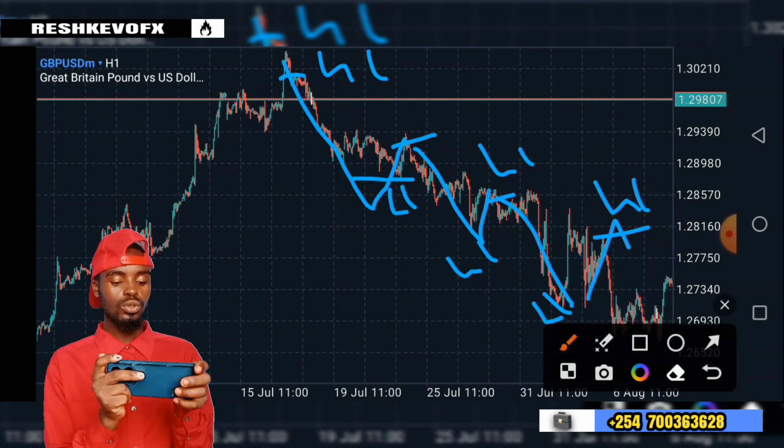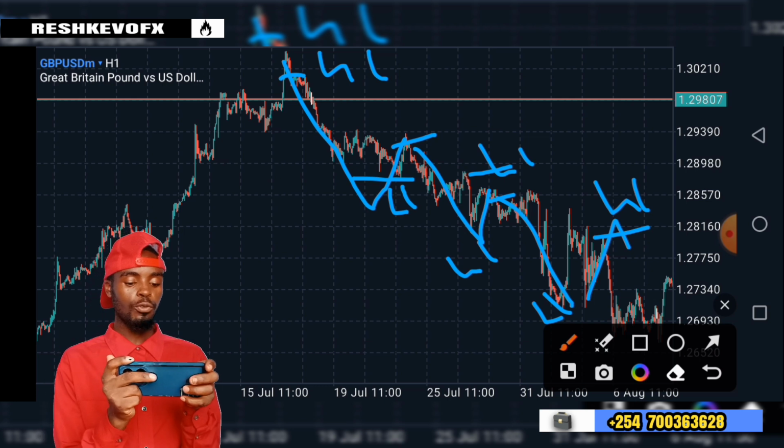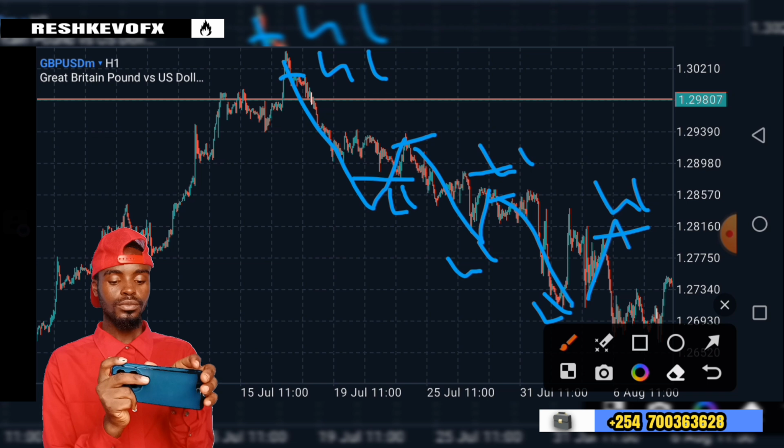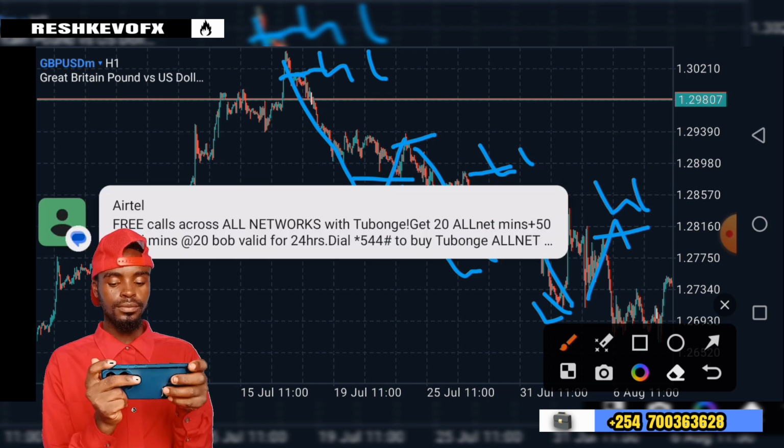Our stop loss should be above, and we avoid the liquidity sweep. You need to understand that too. That is amazing, guys.